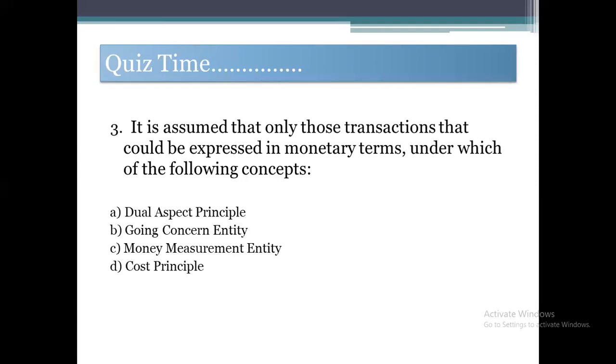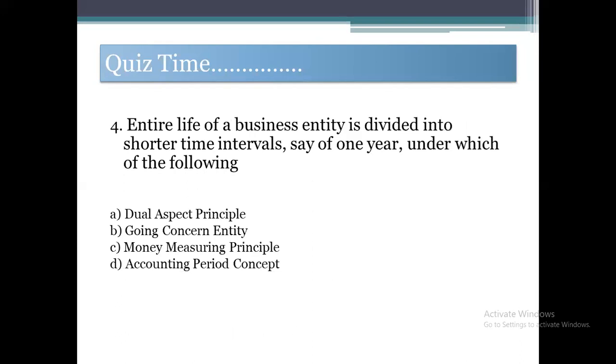Somebody can say these are the various things. Can you tell me which transactions to record and which not to record? Then you can tell this concept: because of the money measurement concept, I don't record all the things, but I would record only the things which can be expressed in terms of money, right? Moving on to the next question.